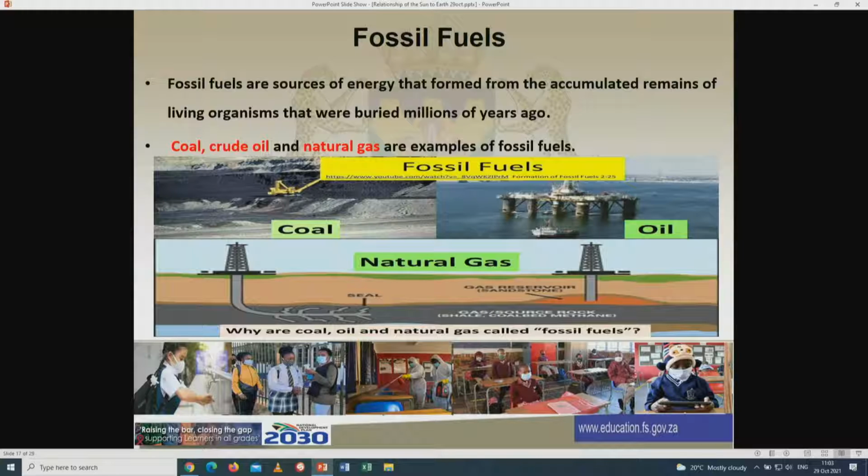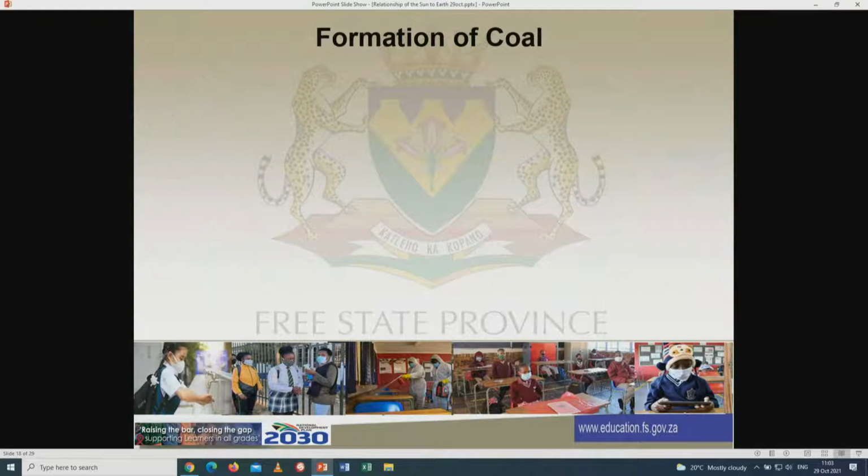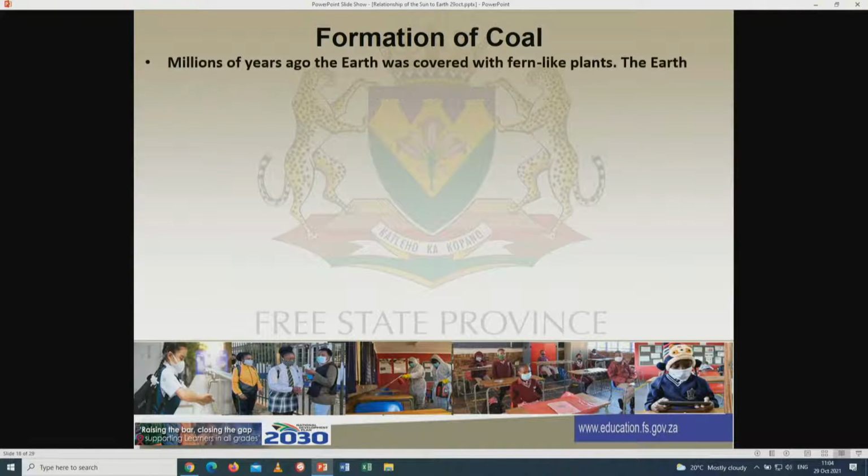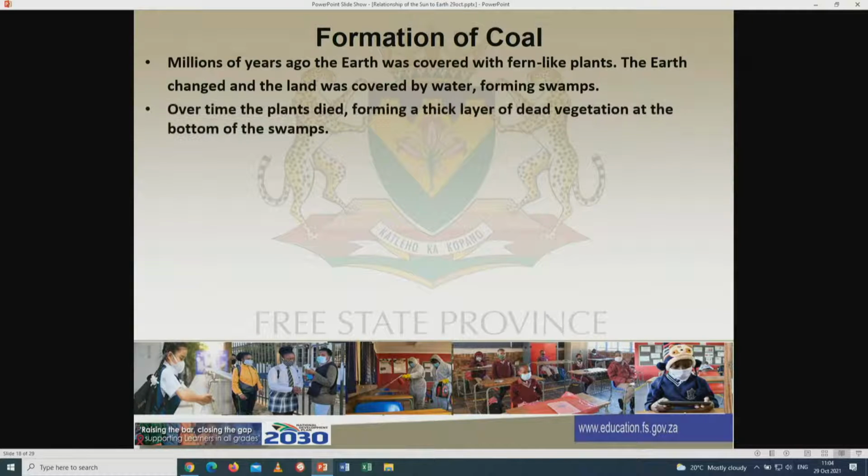Now, let's discuss the formation of coal. Millions of years ago, the earth was covered with fern-like plants. The earth changed and the land was covered by water, forming swamps. Over time, the plants died, forming a thick layer of dead vegetation at the bottom of the swamps.